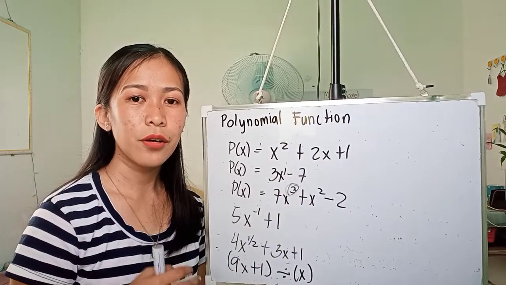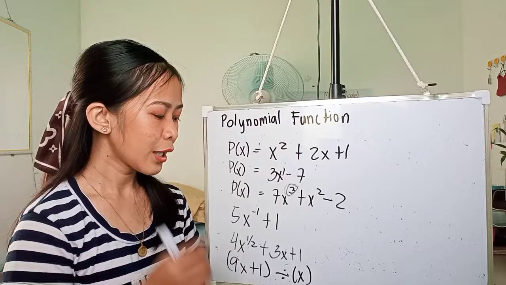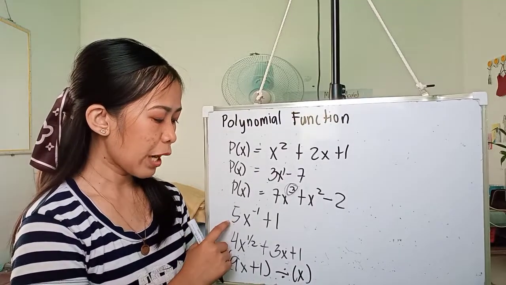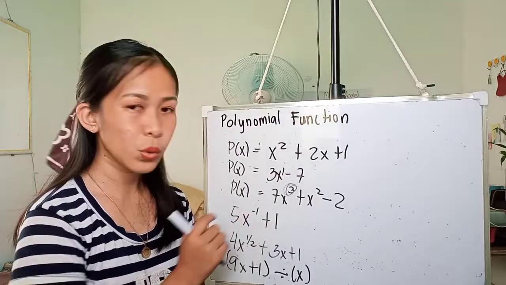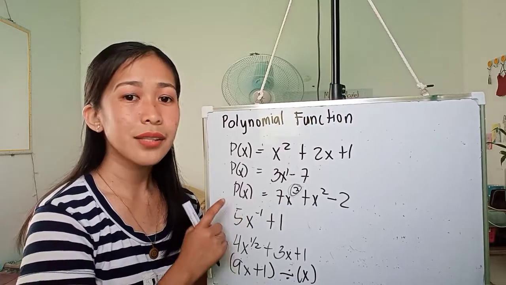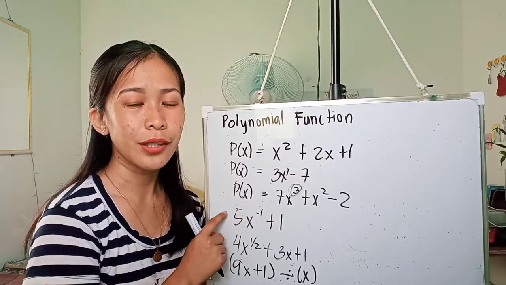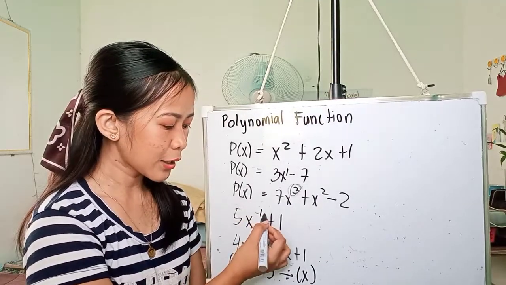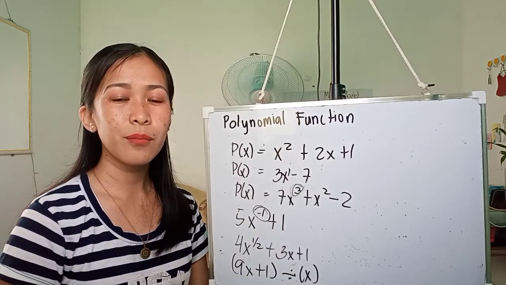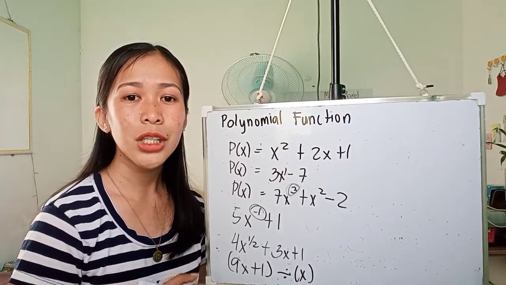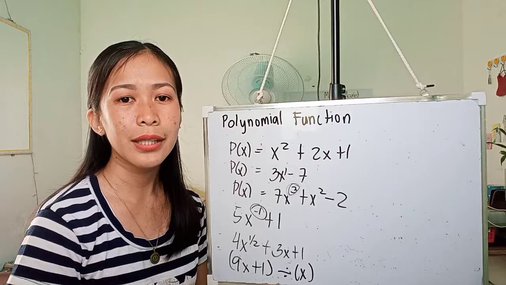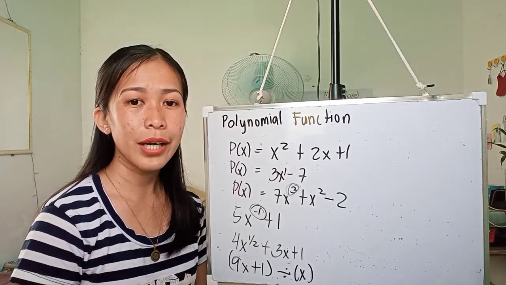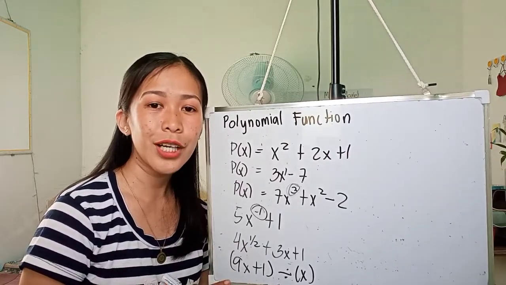And that is an example of a cubic function. Okay? Next, we have 5x raised to negative 1 plus 1. This is not a polynomial function. Why? Kasi ang kanyang exponent ay negative 1. And we cannot consider a negative exponent in a polynomial. Okay? As well as in a polynomial function.